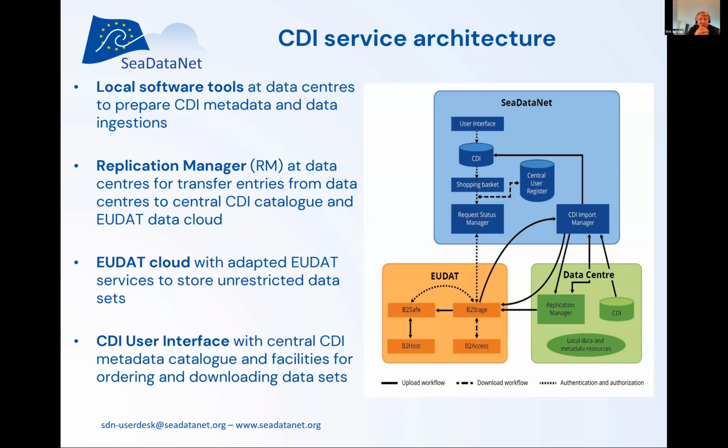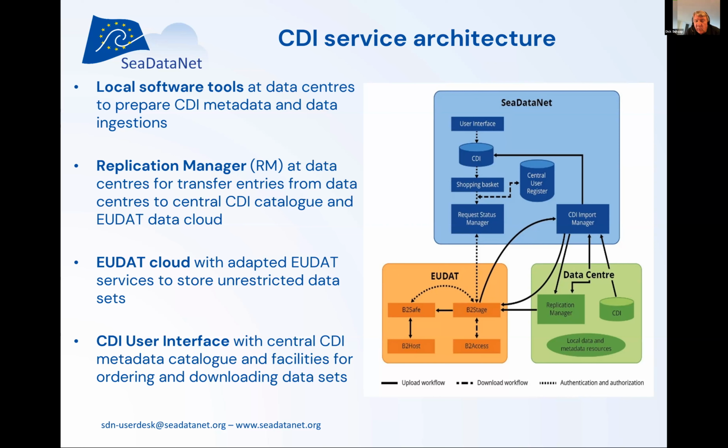Let's see, I have 5 minutes left, so I want to tell you something about the architecture. What we have right now is 3 components. First of all, we have a data center. So we have more than 110, and they do their local data management. So they get the data in. And then as part of the CDataNet cooperation, they also make the data fit for sharing with metadata, CDI format, and the data in the CDataNet formats.